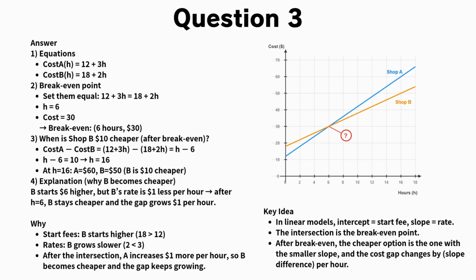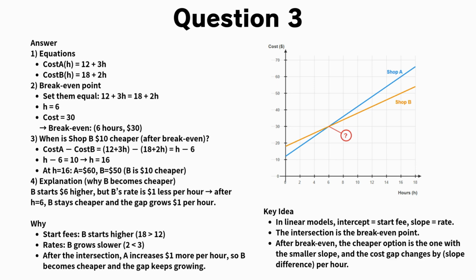On the graph, that's exactly where the two lines intersect. Next, when is shop B $10 cheaper after break-even? We want A minus B equals 10. 12 plus 3H, minus 18 plus 2H, equals 10.